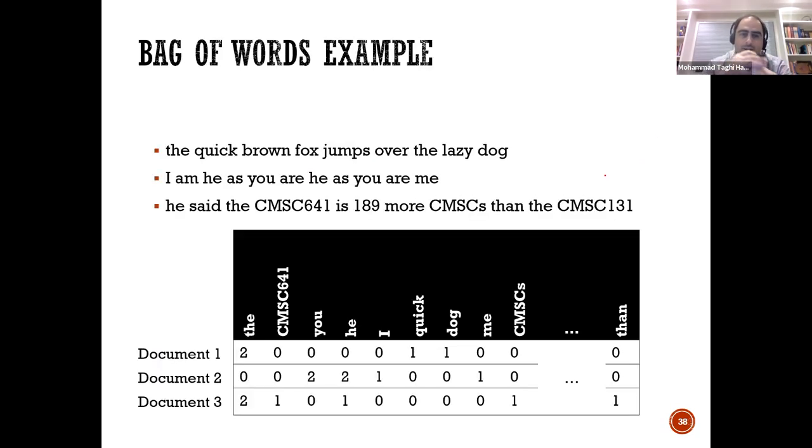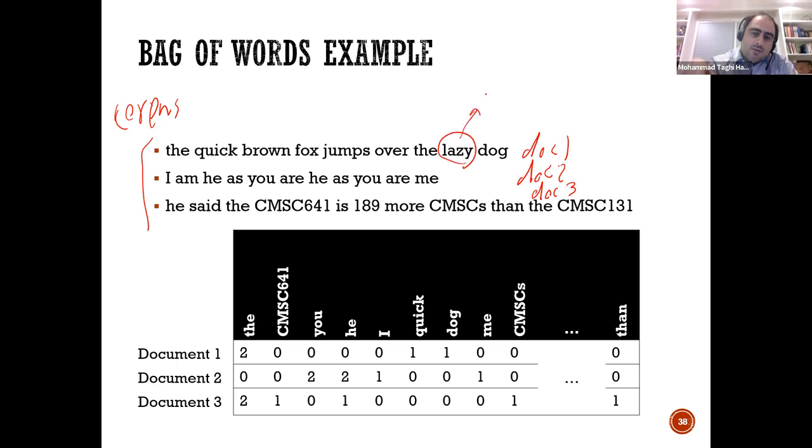Let's see an example here. Consider these three documents that we have. This is doc one, doc two, and this is doc three. Then you can just represent it: take all the words that appear in all of these docs. So in some sense, this is the corpus of these three documents. These are short documents, of course. So this is the corpus, these are the documents, and these are the items, or the words essentially, or the tokens.